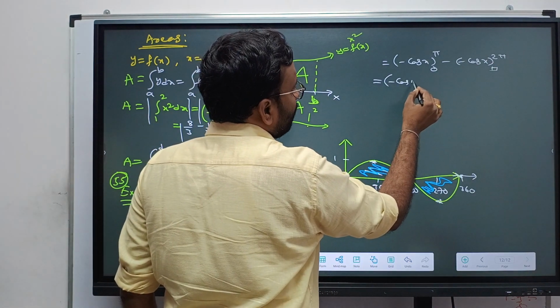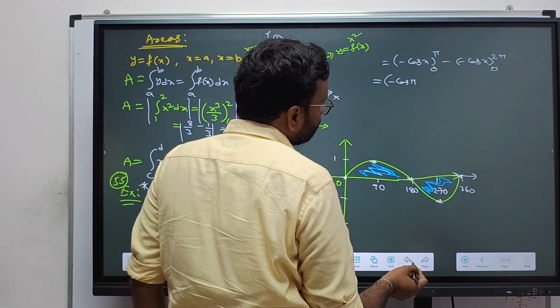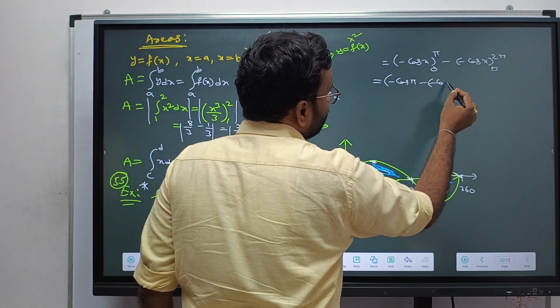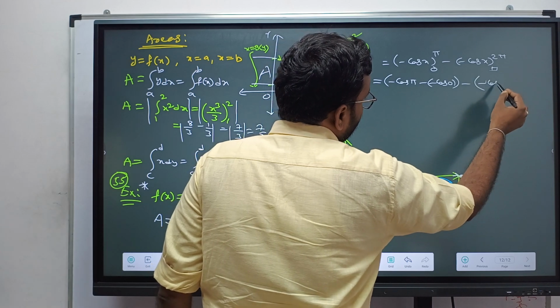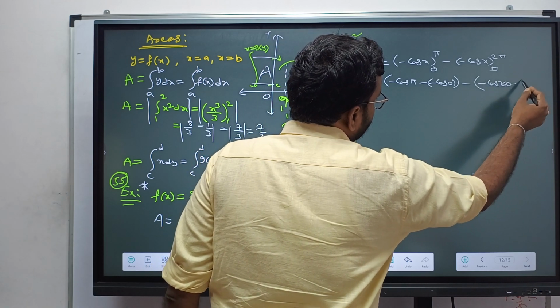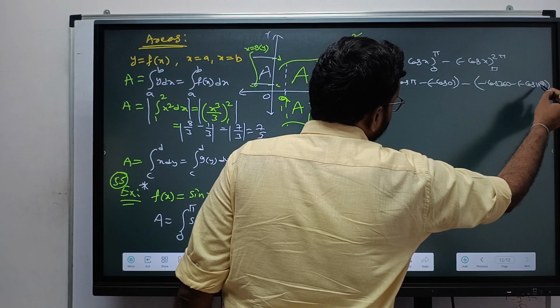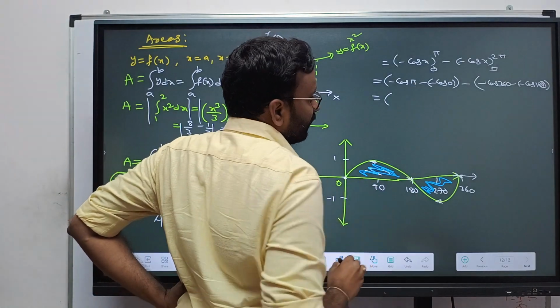Minus cos pi minus, half minus, right? This is upper limit minus lower limit: minus cos 0. Then minus of minus cos 360 minus of minus cos 180, that is pi. Any doubt? Now simplification.